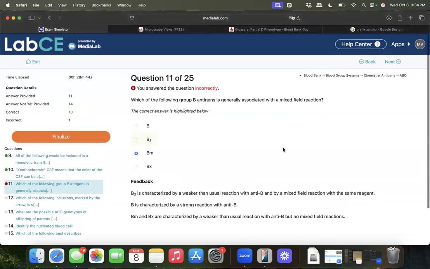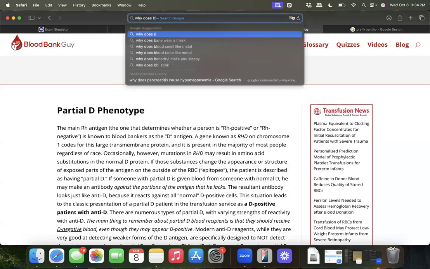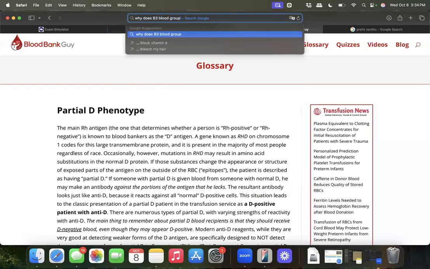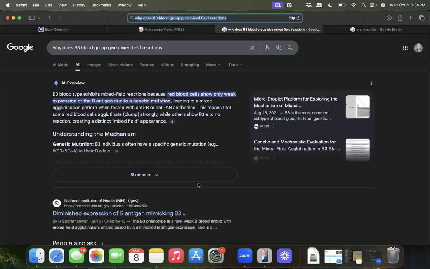So let's look up why. Does anybody know why B3 gives you a mixed field? Why does the B3 blood group give mixed field reactions? Let's see what we're talking about. All right, weak expression of that B antigen due to a genetic mutation leading to a mixed agglutination pattern when tested with anti-B or anti-AB antibodies. Okay, that makes sense.